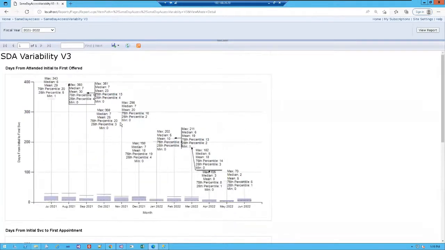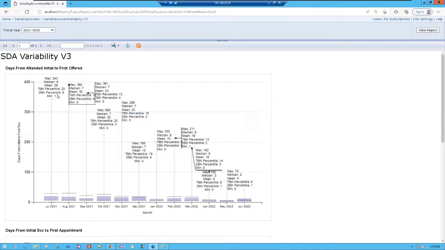And it looks pretty good. This is what they wanted to see. They wanted to see a very narrow band of the 25th to 75th percentile, and that's the purple. And the max is this high whisker, the minimum is this low whisker.